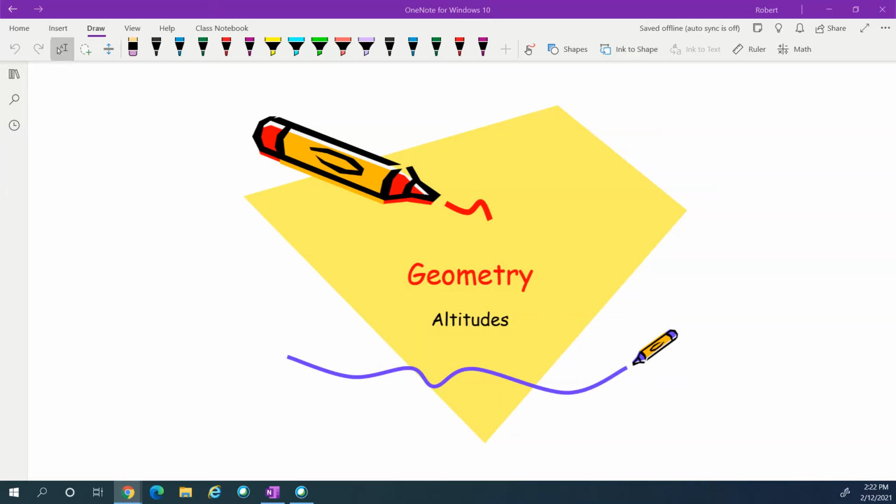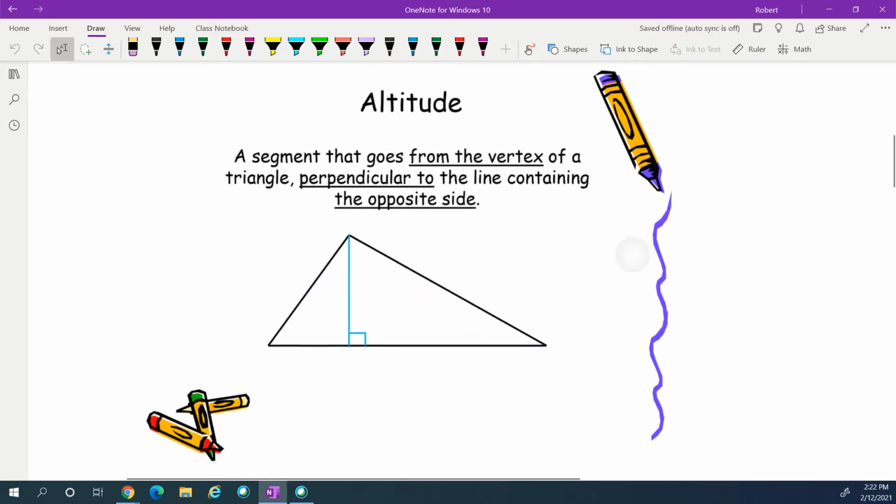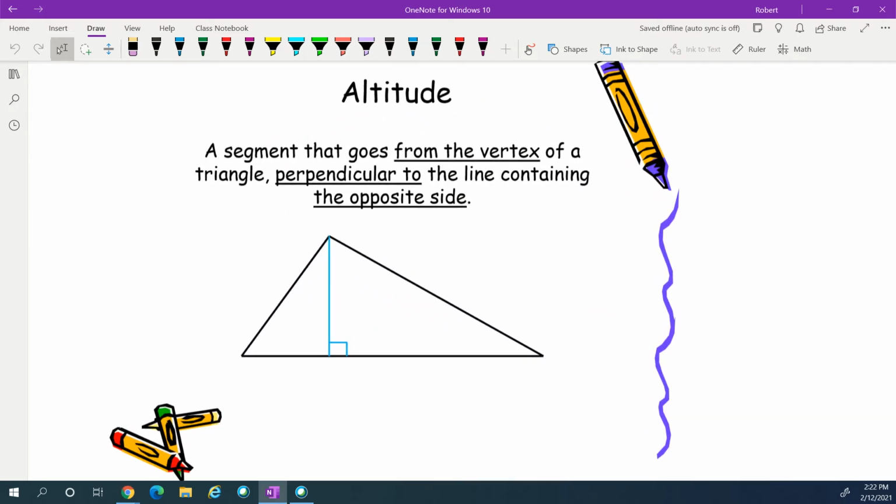All right, we're back to wrap up our special segments in triangles unit, and we're going to do that by talking about an altitude. Altitude, really just a fancy word for height. We've worked with that before, but let's take a look at it. So, an altitude, by definition, will go from a vertex perpendicular to the line containing the opposite side. Now, that language makes it sound a little tricky, but it isn't. Think about it from the vertex perpendicular to the opposite side. So the blue line here is the altitude or the height of the triangle.